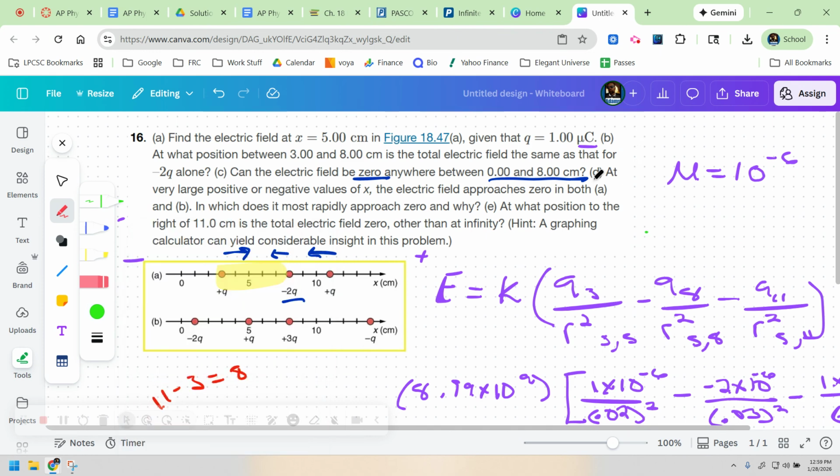So for part D, it says at a very large positive or negative. In other words, go far enough. How far do you have to go so the electric field approaches 0 in both A and B?